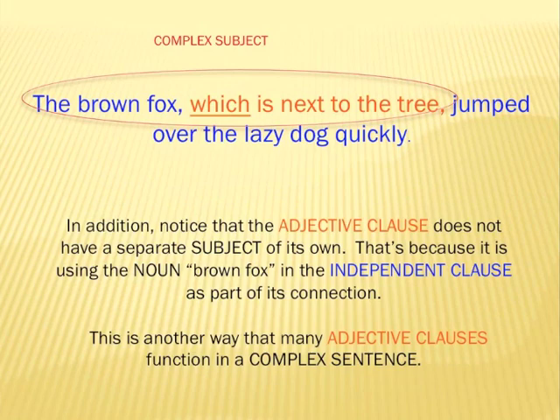So another interesting thing is notice that this particular clause doesn't have a separate subject of its own. The word which, in a way, is helping to connect or serve as a substitute. That's because the brown fox is the actual subject of this particular clause. Now, that doesn't happen with every clause, but it does happen with adjective clauses quite often. So this is another way that many adjective clauses function in a complex sentence.